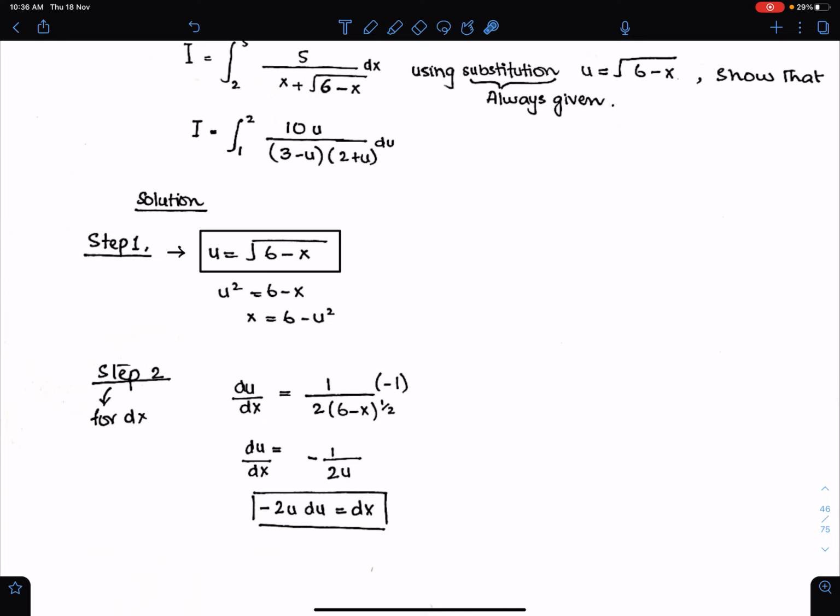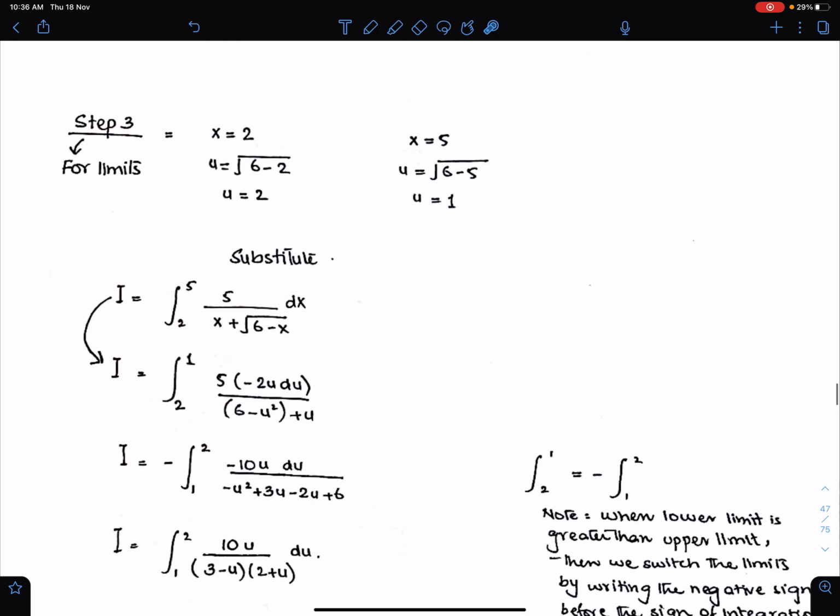See, the differential of this is 1 upon 2 under root 6 minus x times minus 1. This is here. Now substitute this thing by u, because this is u, and make this dx the subject. For that you need to bring this thing on the left hand side and this thing on the right hand side. So shift this over here and bring this here. So we have dx.